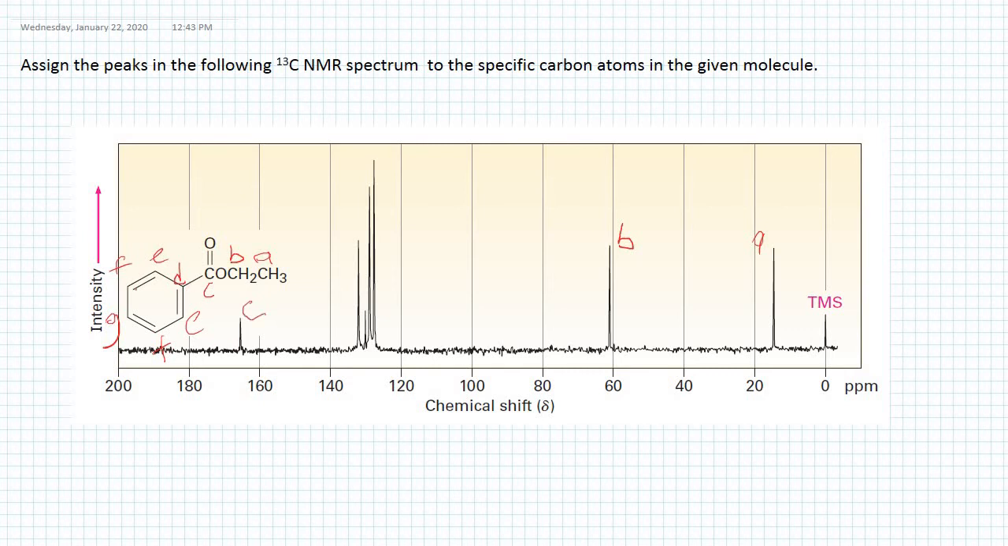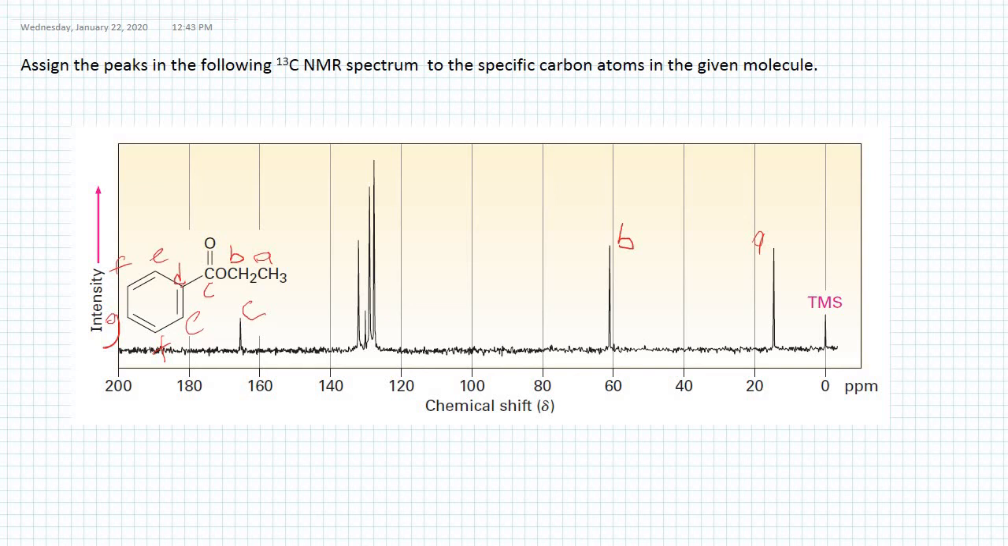Okay, let's look at D, E, F, and G. These are aromatic carbons, and we know that aromatic carbons appear between about 120 ppm and almost 150. In this region, we expect to see aromatic carbons. Okay, let's look at which one might be which carbon. It's difficult because they are appearing together, but we can still assign them.